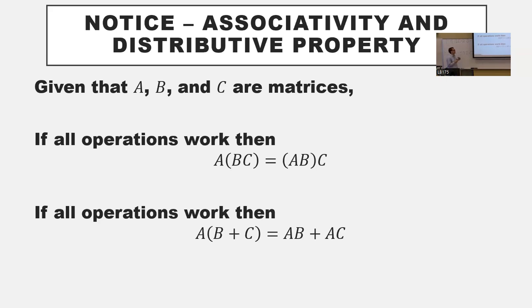The distributive property does work. However, when I distribute the A, if the A starts on the left-hand side of the parentheses, then it needs to be on the left-hand side of B and on the left-hand side of C when I do the distributive property. If A were to have started on the right-hand side of the parentheses, then I need to put it on the right-hand side if I distribute it the other way.